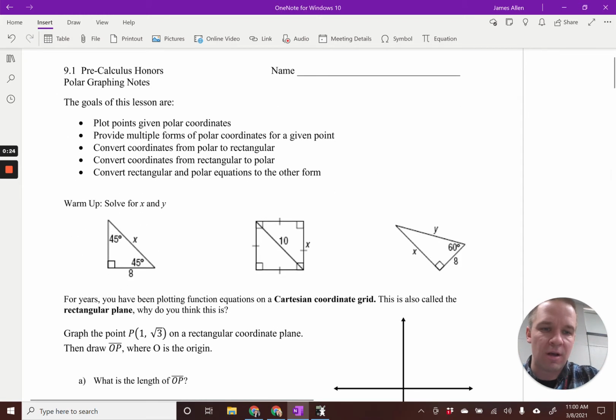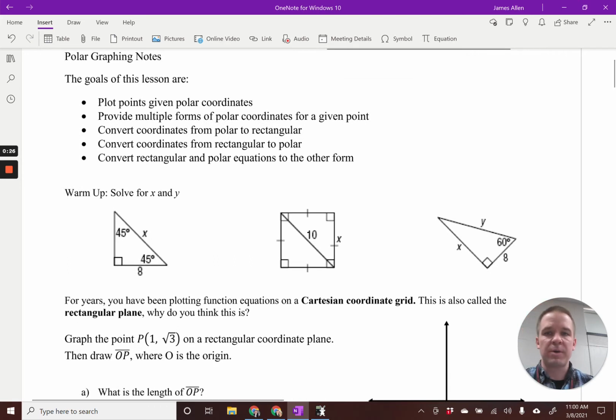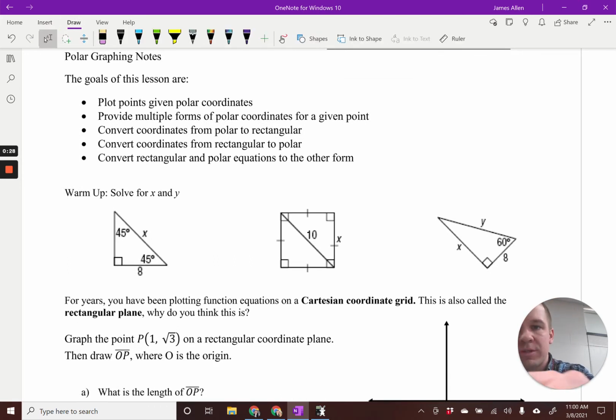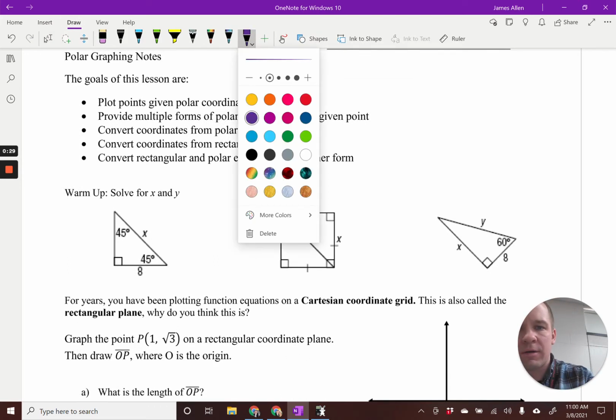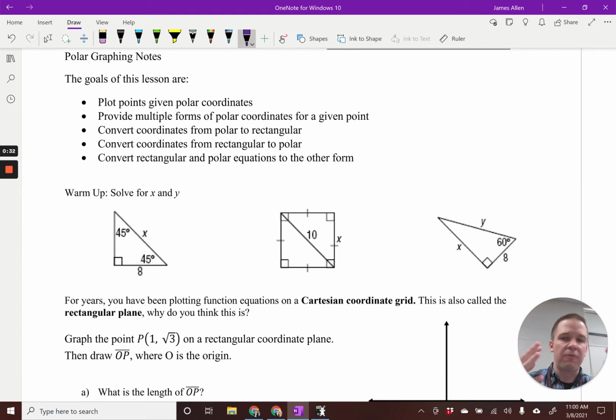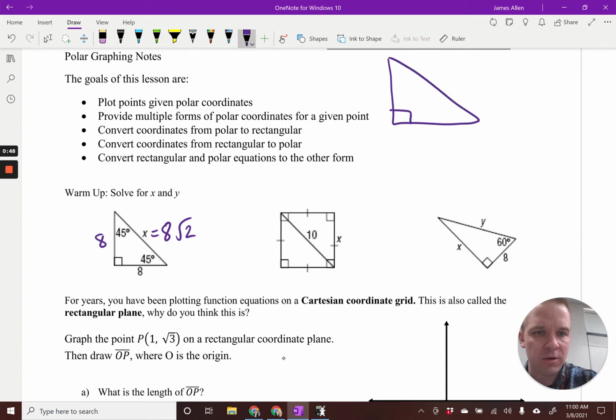So if we want to solve some of these special right triangle situations, let me get a marker going here. We'll go purple. All right, so I've got a 45, 45, 90 triangle here for the first one. Well, I know that my legs are going to be congruent, 8 and 8. And if I do remember correctly, this would be an 8 root 2. Cool. If you want to jot down your 45, 45, 90 triangle, we got 1x, 1x, x root 2.